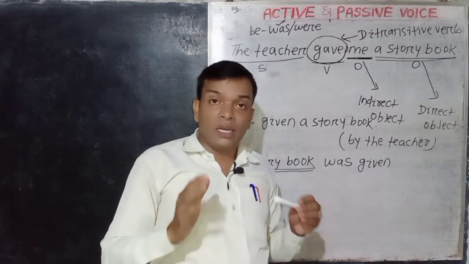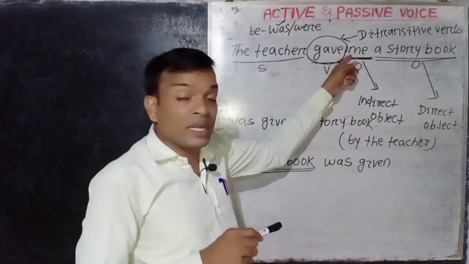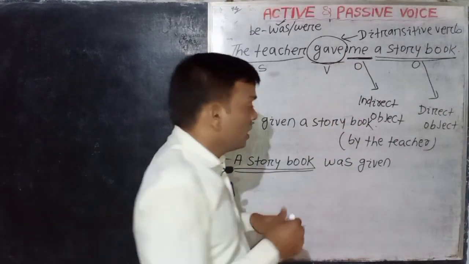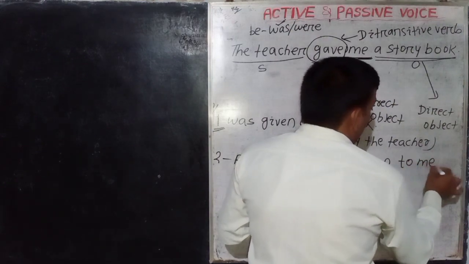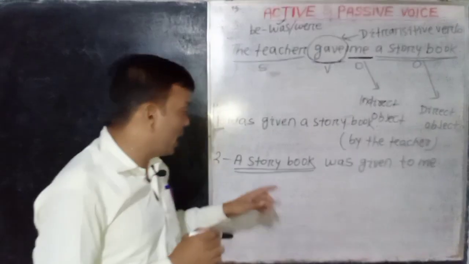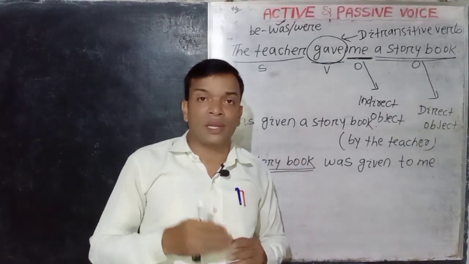Okay, and then remember the most important thing. While you write the particular indirect object in your passive structure, then just write it with to. That means you must write here to me. Clear? If you write a storybook as given me, then the sentence is ungrammatical and incorrect.